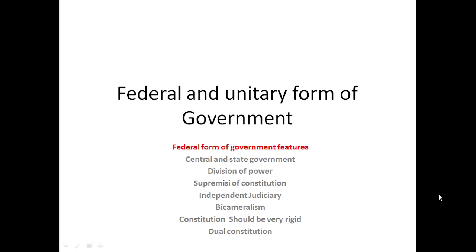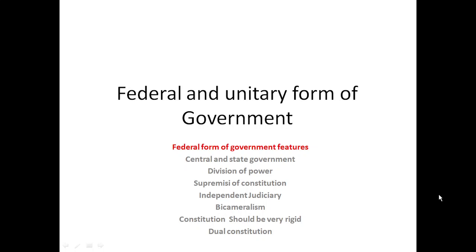But in the Constitution of India, nowhere has it been mentioned that India is a federal government. In India the first feature is central and state government. That is, in the center you will have executive, legislature and judiciary, and in the state also we have executive, legislature and judiciary. Now the point is, what will the parliament do, and what will be the work of the state legislature?